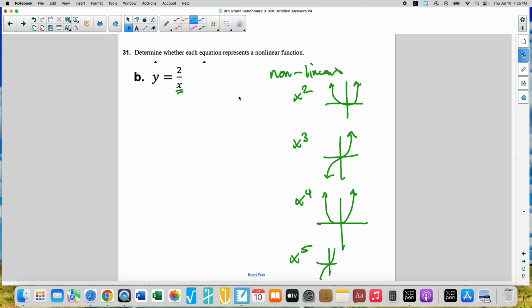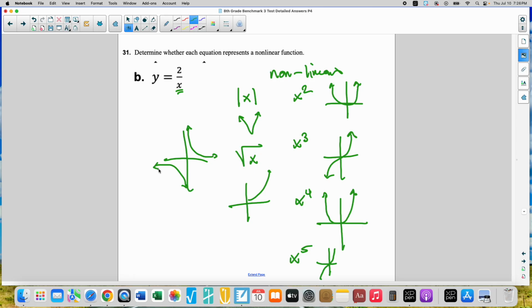Then you can have absolute values, and that shape looks like this. It looks like a V. You can have the square root of things, and square roots look like this. It's only one way. Actually, it's much, much faster going up. And then we have x in the denominator. The denominator is going to look like this.